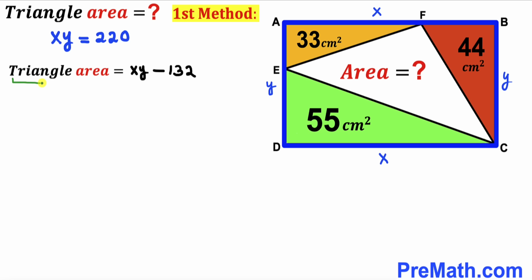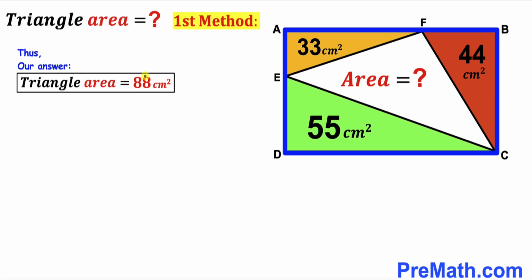And here's our final step. Now we are going to calculate the area of the white triangle. And we know this area equals x times y minus 132. And our x times y value is 220. And now we are going to fill in the blanks. So we get 220 minus 132. That is going to give us 88 centimeters square, the white triangle area. So thus our white triangle area turns out to be 88 centimeters square by using the very first method.